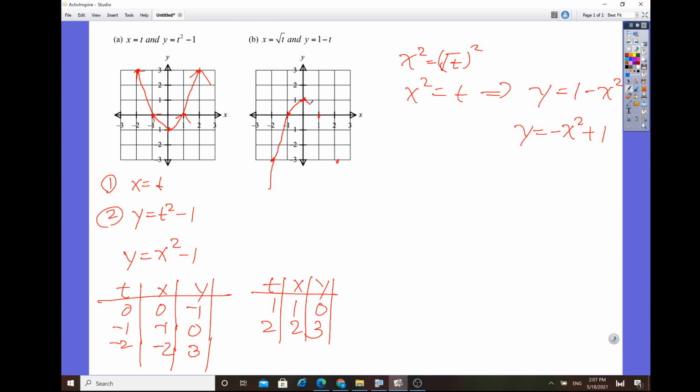Again, this one shows the parabola. Okay, so we don't want to make it go out of bounds, so just stop there.